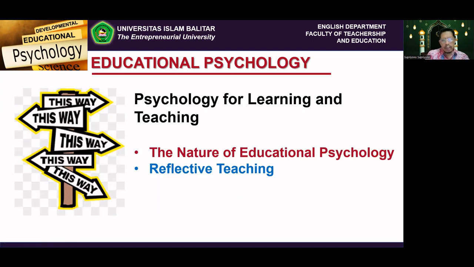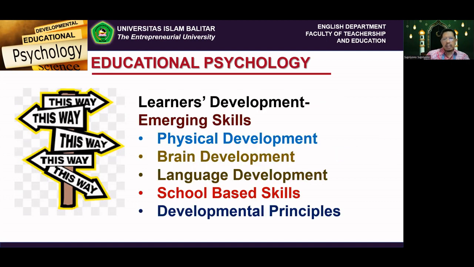Okay, so for the first point, the psychology for learning and teaching, there are two main points that we discussed. The first is the nature of educational psychology, and we will also discuss reflective teaching, okay? In terms of learners' development, we will discuss the emerging scales, including physical development, brain development, language development, school-based skills, and developmental principles.